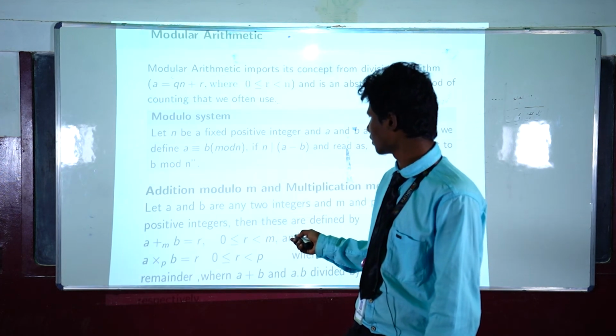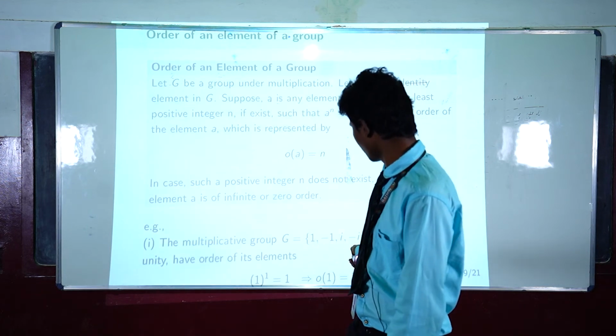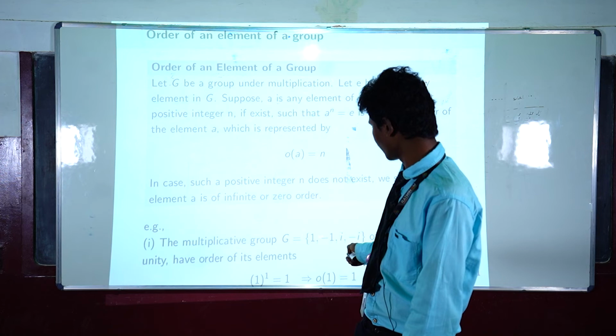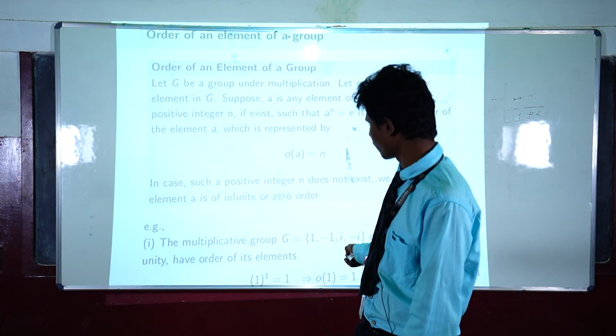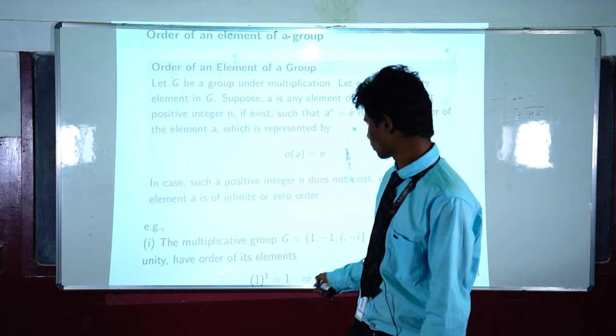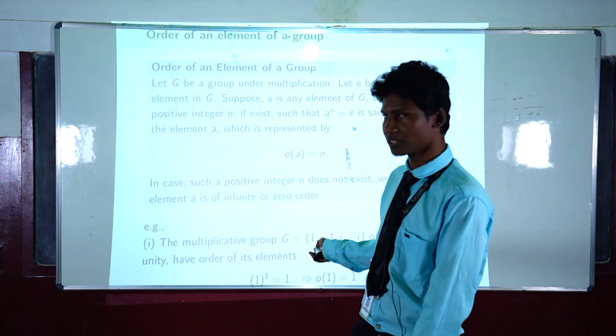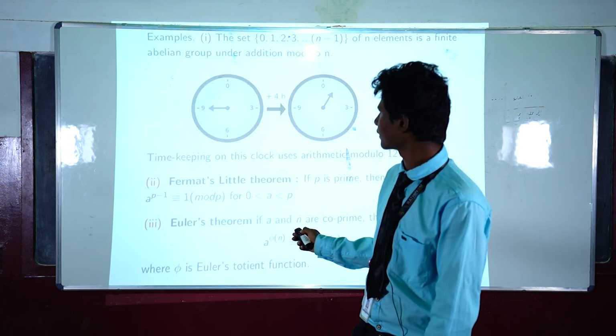Here in the example we have G equal to 1, minus 1, i, minus i, which is a group of order 4. So what are the divisors of 4? 1, 2, 4. So 1 divides 4, 2 divides 4 and 4 divides 4. So this is the example case for Lagrange's theorem.